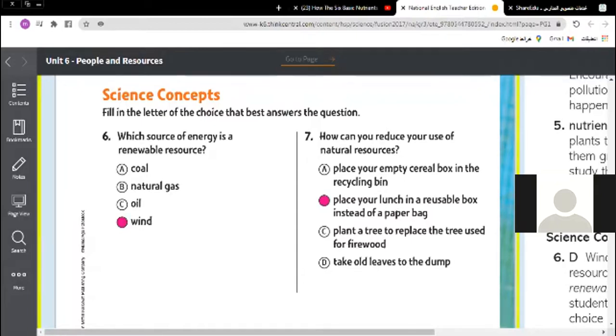How can you reduce your use of natural resources? Place your lunch in a reusable box instead of a paper bag. So we have to place your lunch in a reusable box instead of a paper bag to save our environment.